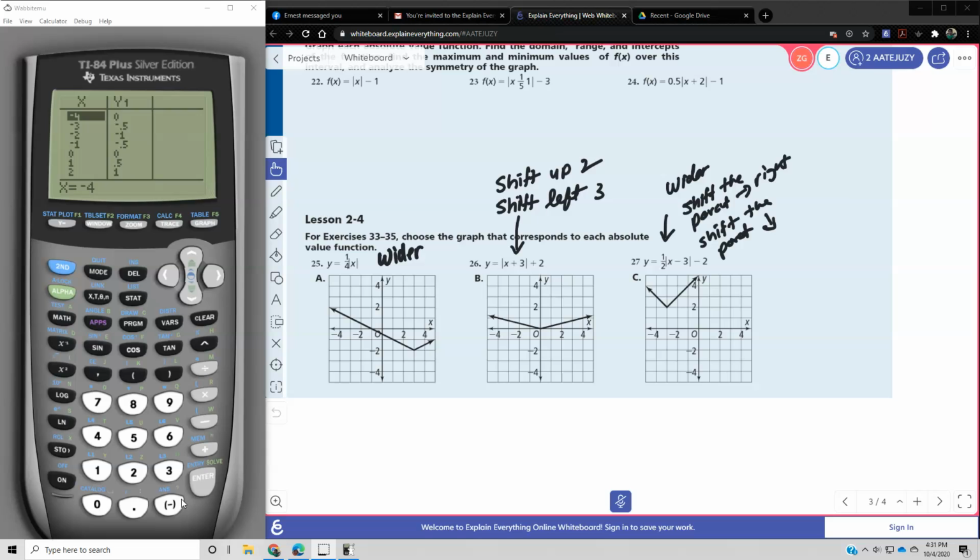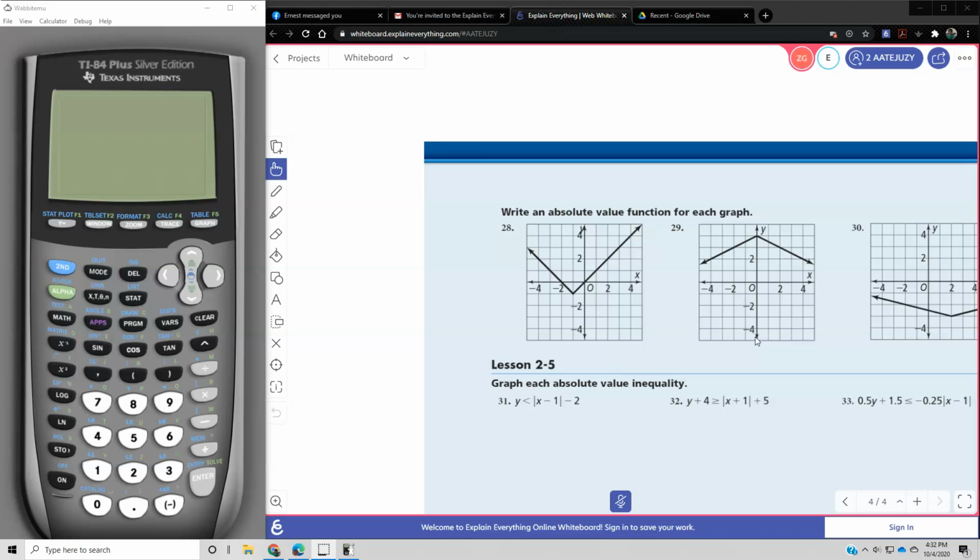So 25 is going to get wider. 26, the +3 is going to shift it to the left. The +2 is going to shift it up. And then the last one, the -3 is going to shift it to the right. The -2 is going to shift it down, and the 1/2 is going to make it wider.